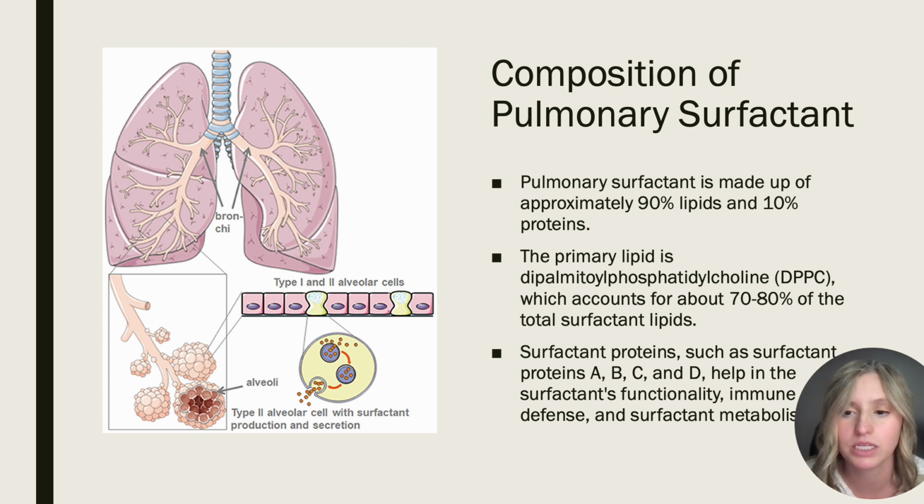Now, these proteins are not only involved in the regulation and turnover of surfactant, but also serve an important immune function. For example, surfactant protein A helps in the clearance of pathogens, and surfactant protein D has antimicrobial properties, aiding in lung defense by neutralizing harmful particles and bacteria that may enter the lungs.